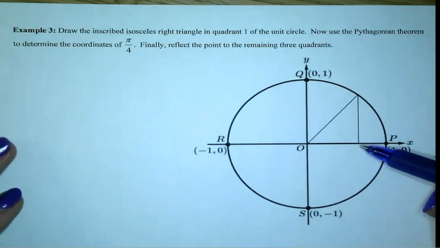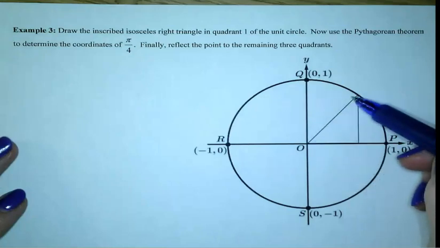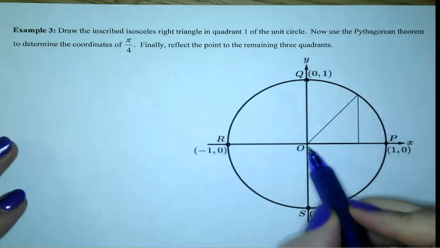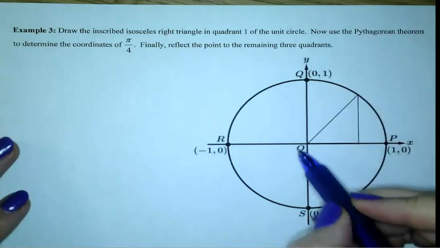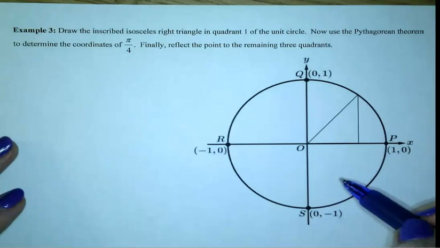So what do we know about isosceles triangles? Isosceles means that we have two sides the same. Not the hypotenuse, but the two legs. So my hypotenuse is right here, which is also going to be the radius of my circle. And then from here to here would be one leg, and from here to here would be the other. So the horizontal displacement and the vertical displacement are the two sides of the isosceles right triangle.